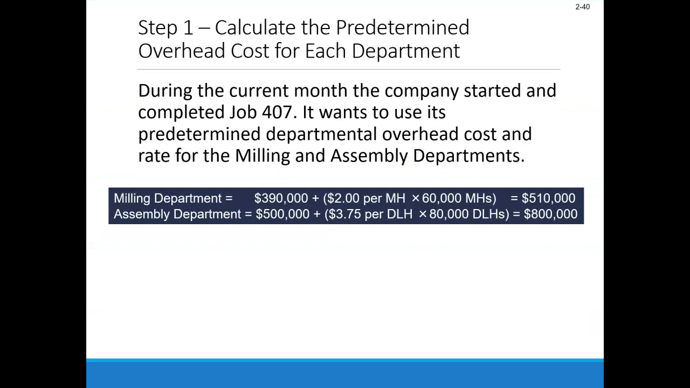During the current month, the company started and completed job 407. It wants to use its predetermined departmental overhead cost and rate for the milling and assembly department. So we see with the milling, we use machine hours times the estimated machine hours plus their fixed manufacturing overhead estimated. Assembly, we're going to use direct labor hours estimated. Okay?